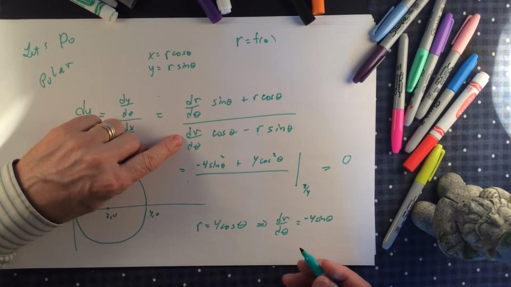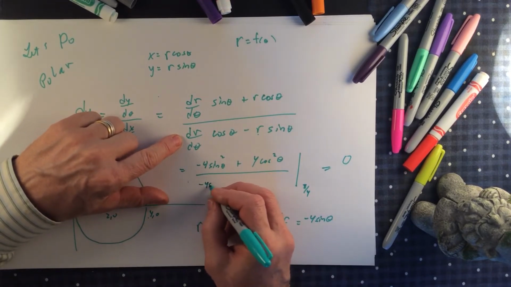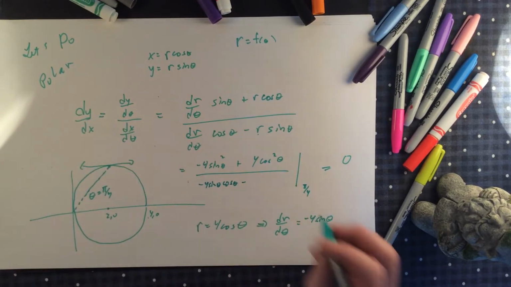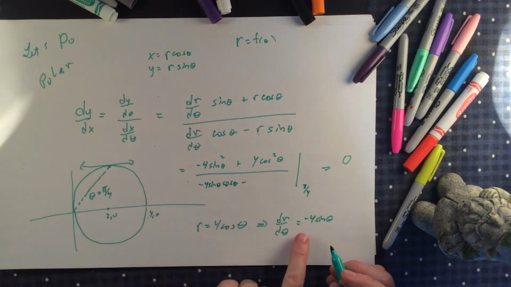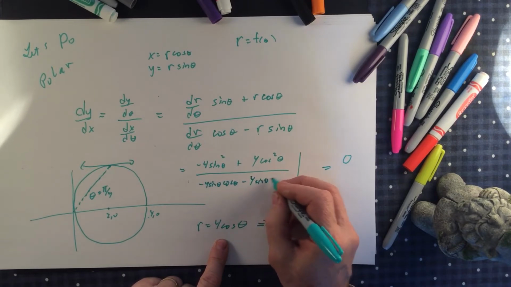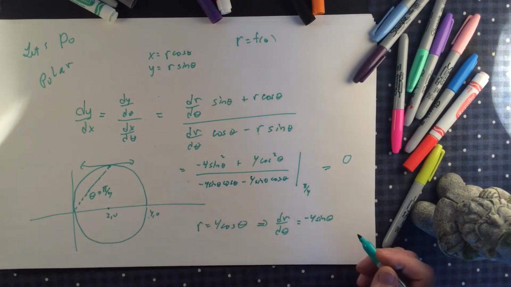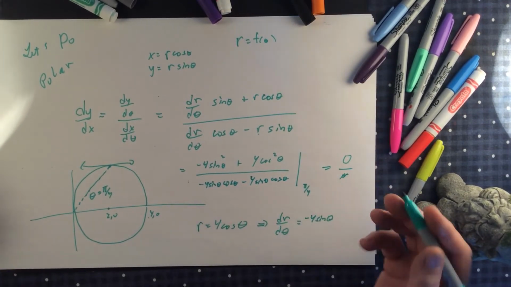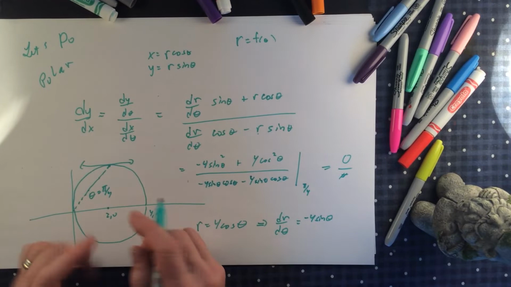Dr d theta again is minus 4 sine theta cosine theta minus, and then it'll be r, which will be 4 sine theta cosine theta. And this is a non-zero quantity. And so we get a slope of 0. So we now have a tangent line.